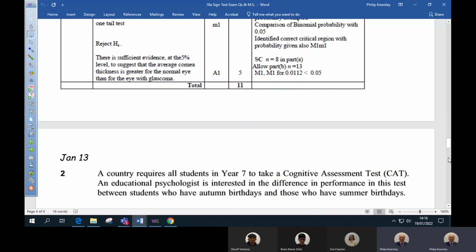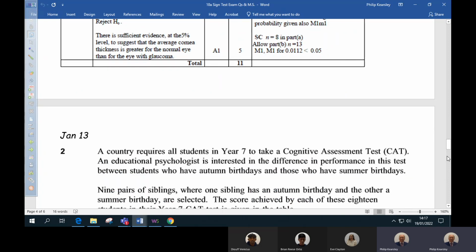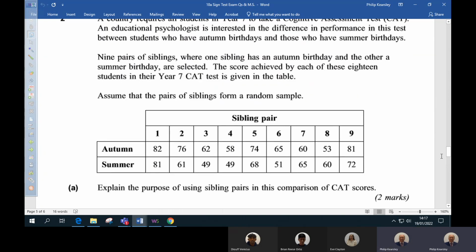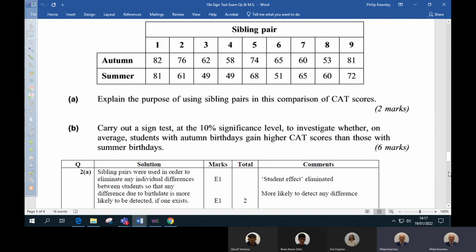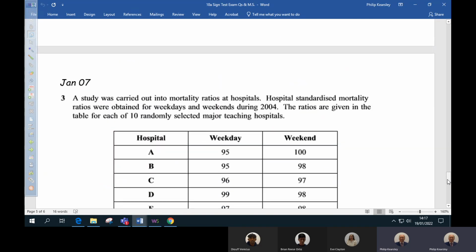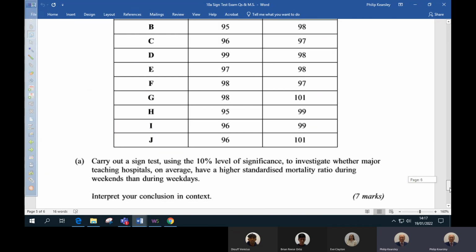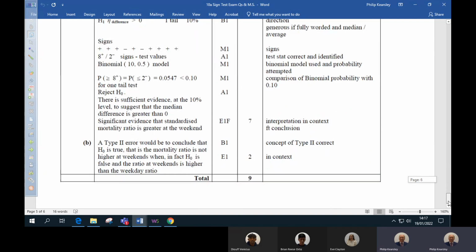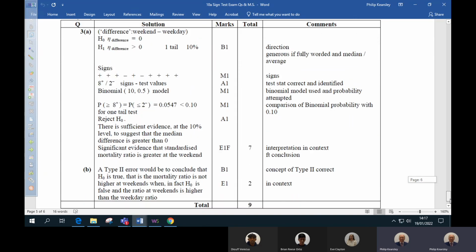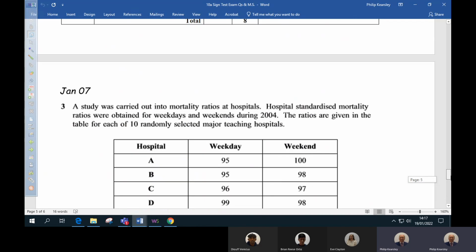Last Friday was glaucoma day, so that question's been enough. Siblings, is this one tail? No, it's one tail. That's one tail as well. Oh, never mind. I kind of want to do a two tail.